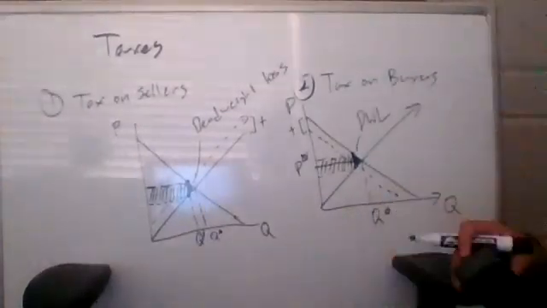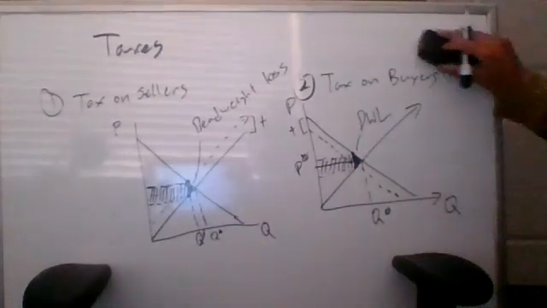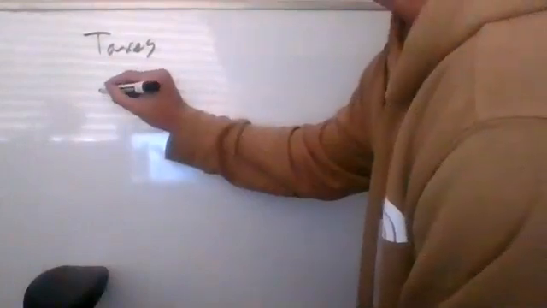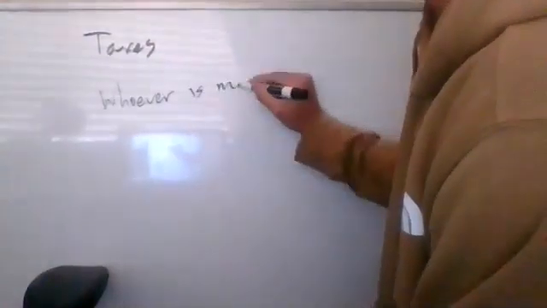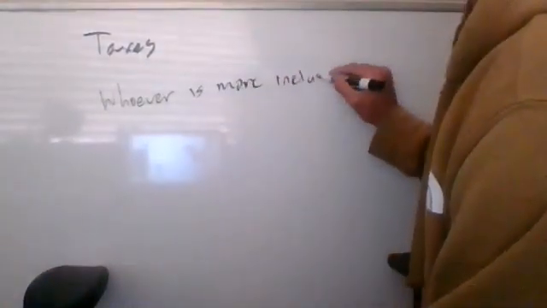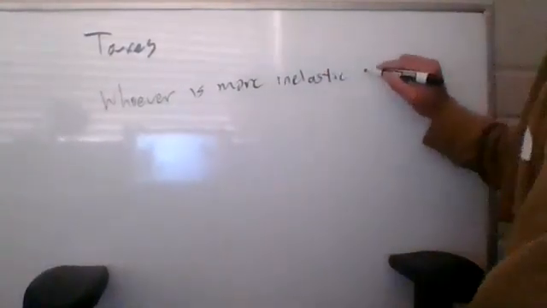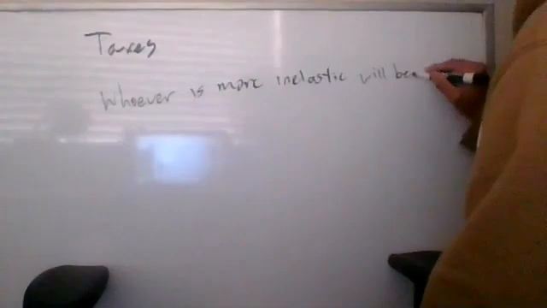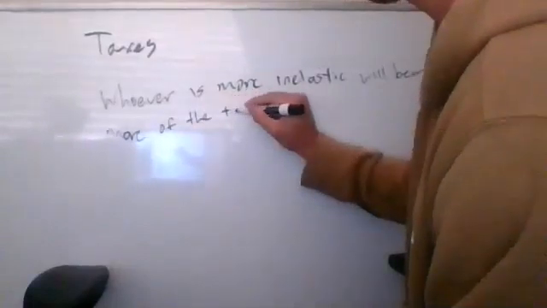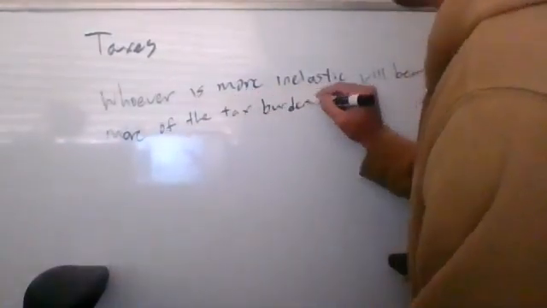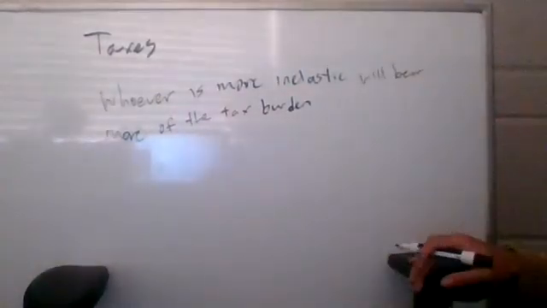So that's kind of the idea with taxes. I think I want to say something more general, which will help you determine who gets taxed the most. So we're going to say that whoever is more inelastic will bear more of the tax burden, right?